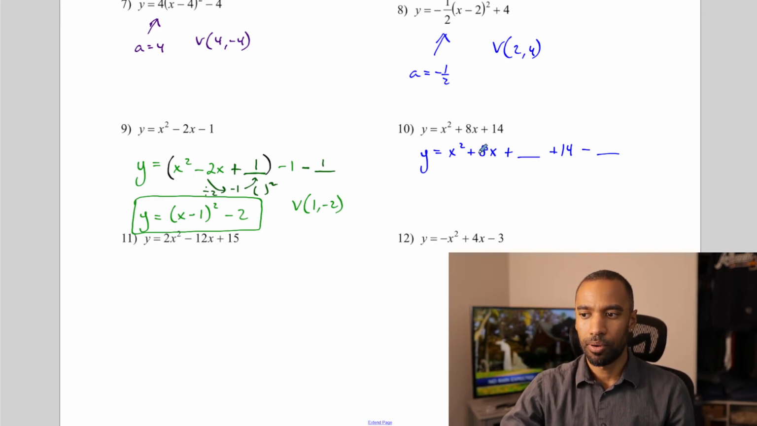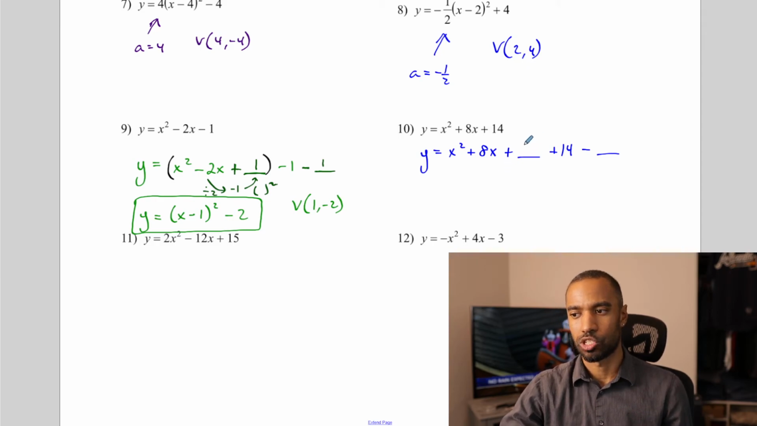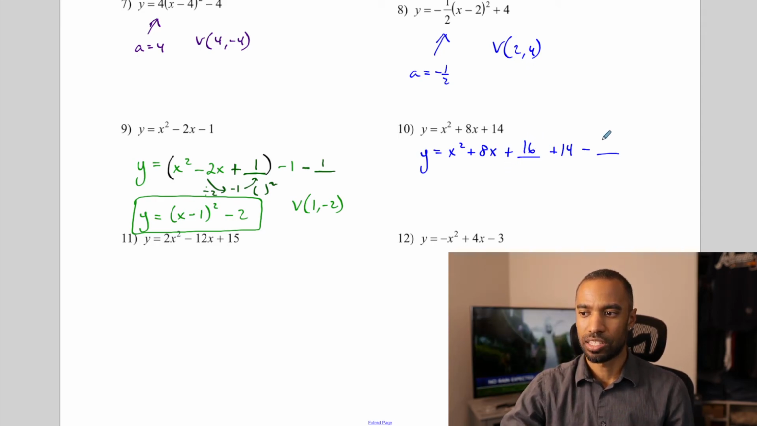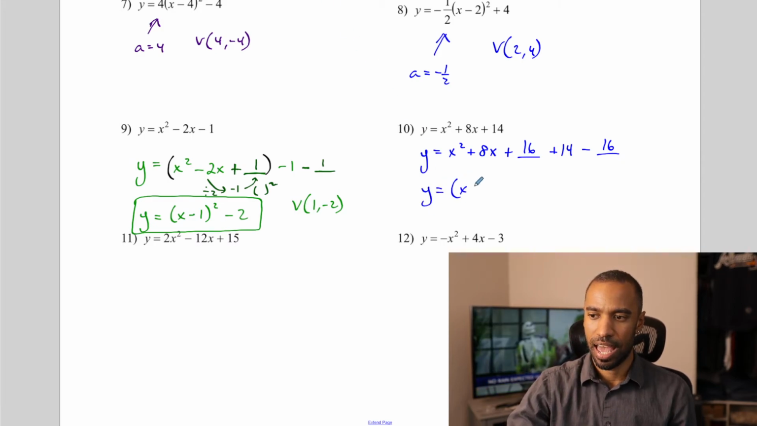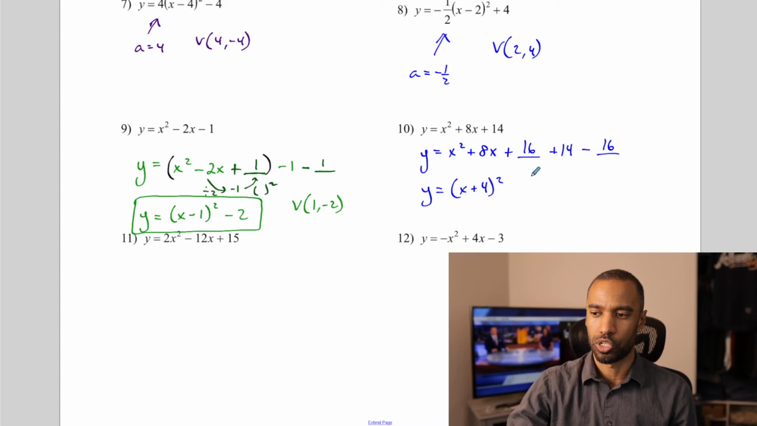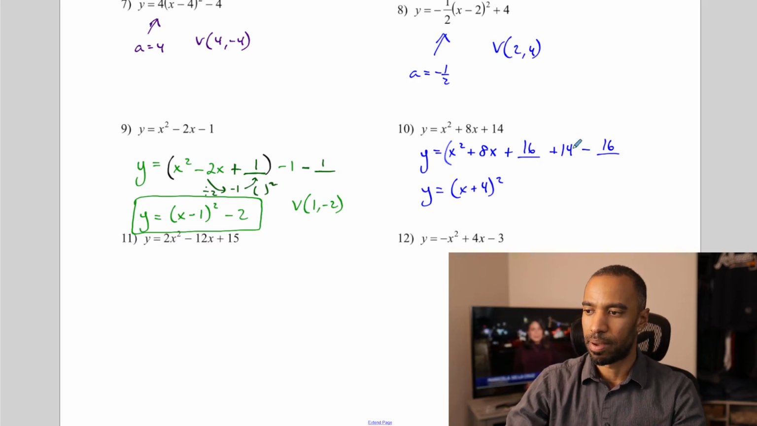Now the value that I put in here is where I take 8, divide it by 2 to get 4, and square it to get 16. So I add 16 and I subtract 16. The difference is I take what I just put here and factor it into a perfect square trinomial. This is x plus 4 quantity squared, just that part right there. And then 14 minus 16 is negative 2.